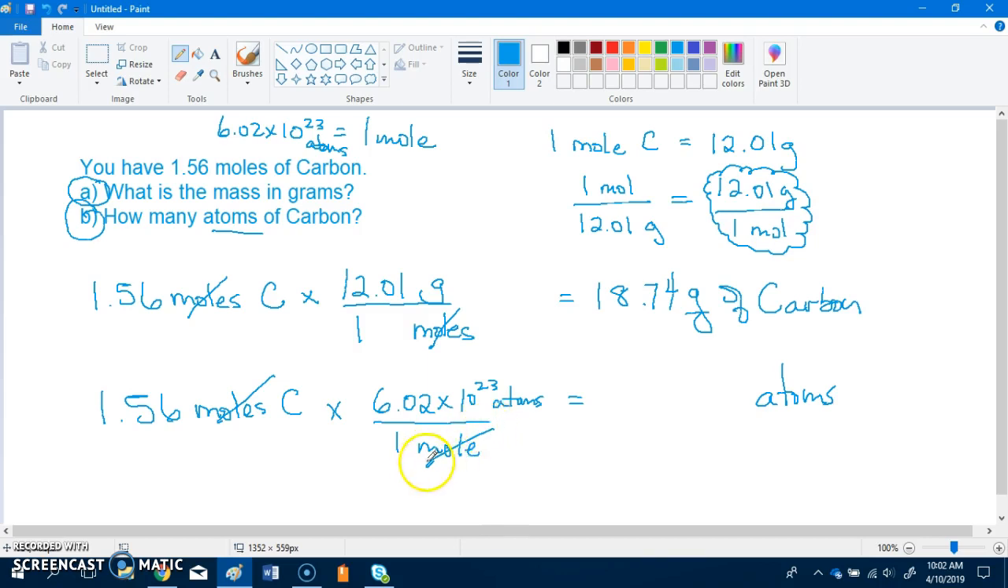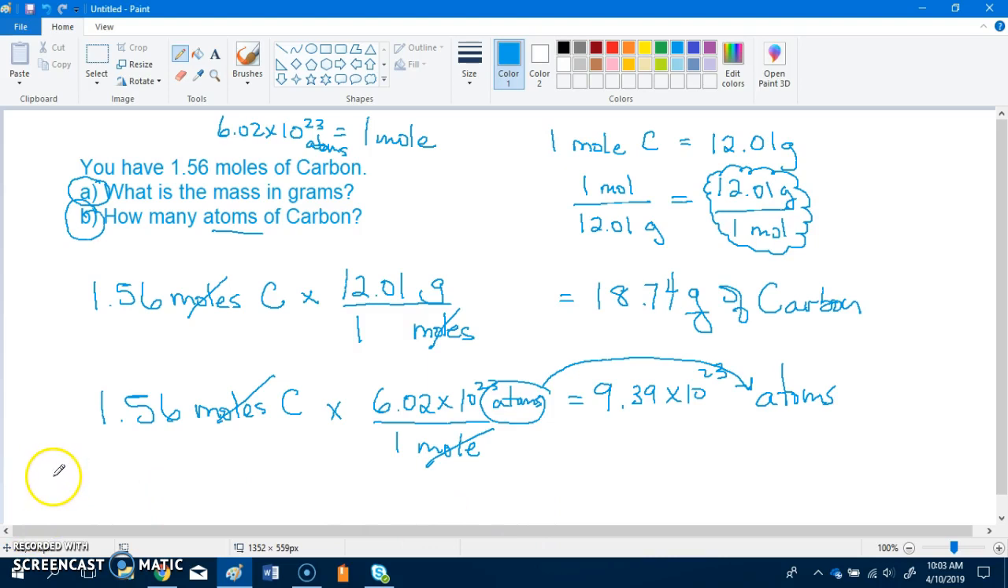So that's how you decide what to put on the bottom in this conversion factor. It's going to be the unit that you cancel out, or you can think of whatever it is that you put on top as what the final answer is going to be, if that helps as well. Then you're multiplying 1.56 times 6.02 times 10 to the 23. So 1.56 times 6.02 is equal to 9.39 times 10 to the 23 atoms. That is your answer for that one.